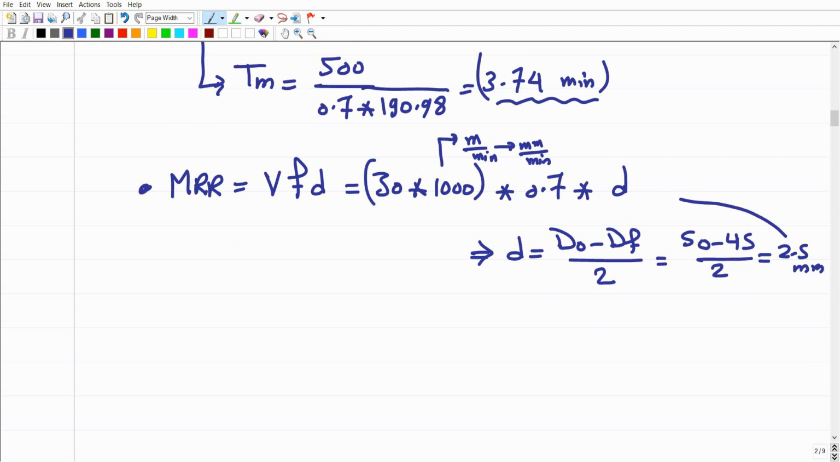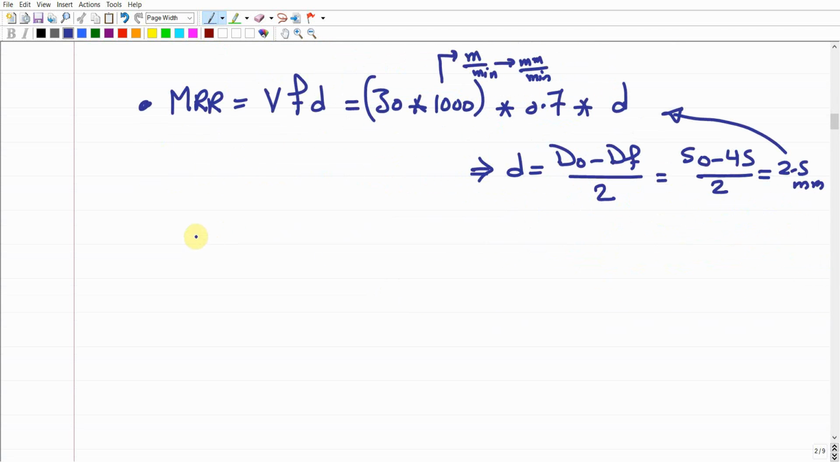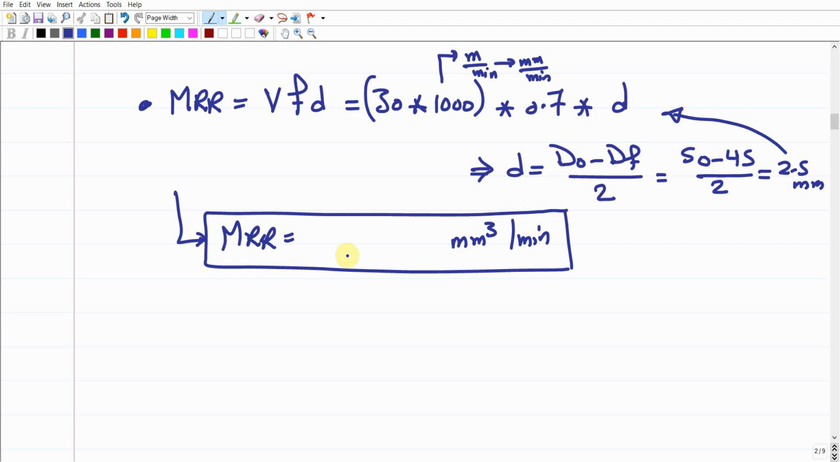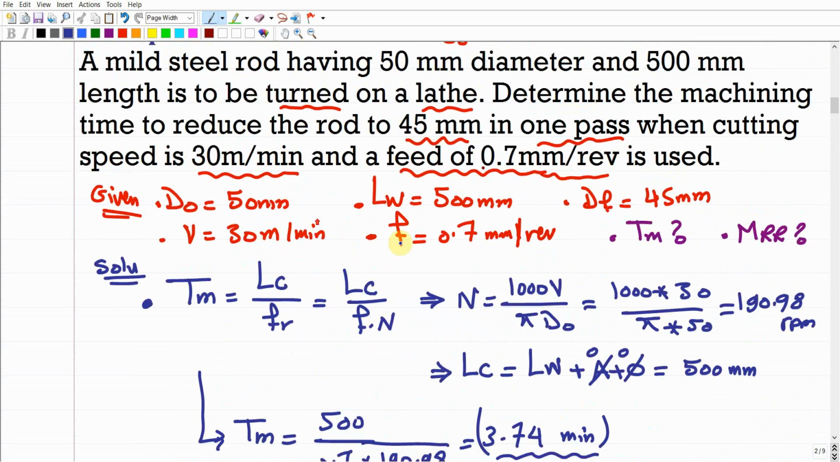So substituting here with the 2.5, we're going to end up with the metal removal rate in terms of millimeter cube per minute. This is going to give us the unit of the value for the metal removal rate. So this is going to be 30 times 1000 times 0.7 times 2.5, which is 52,500. So 52,500 millimeter cube per minute will be removed from the work part. This is the total removal rate for this work part. And that's it for this example.